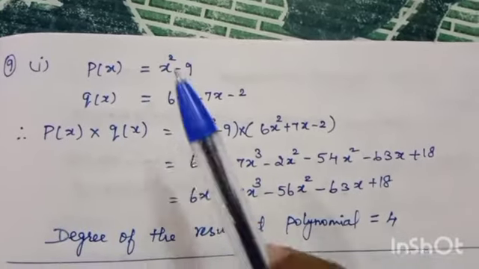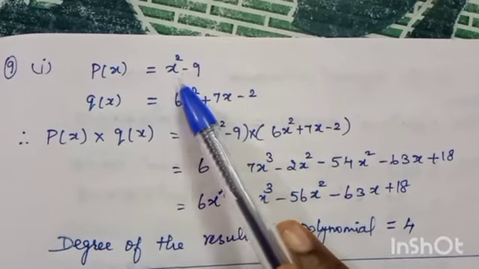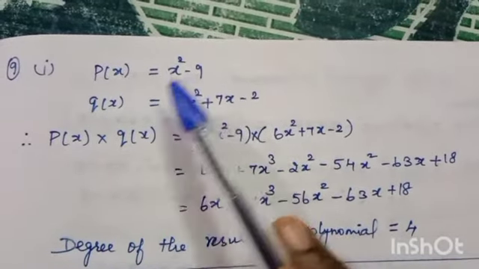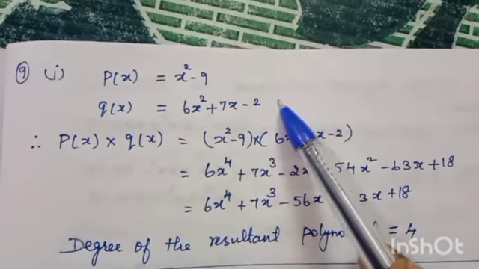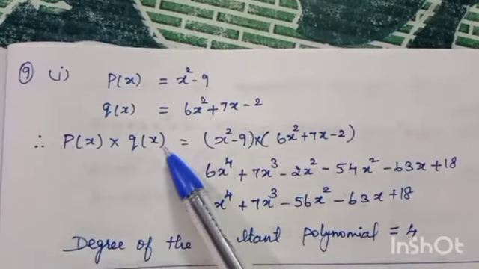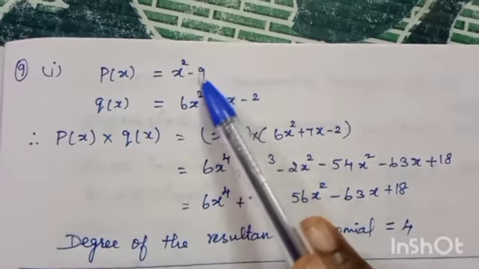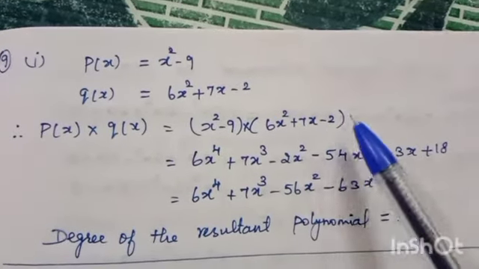Okay, listen students. First you have to write the given polynomials. P of x is equal to x square minus 9. Q of x is equal to 6x square plus 7x minus 2. You have to find their product, that is p of x into q of x, that is equal to x square minus 9 into 6x square plus 7x minus 2.